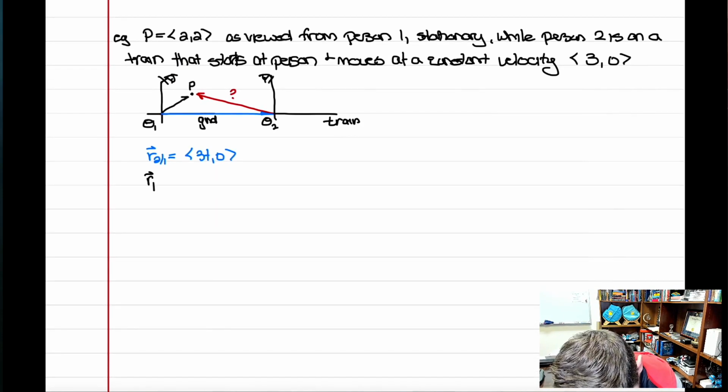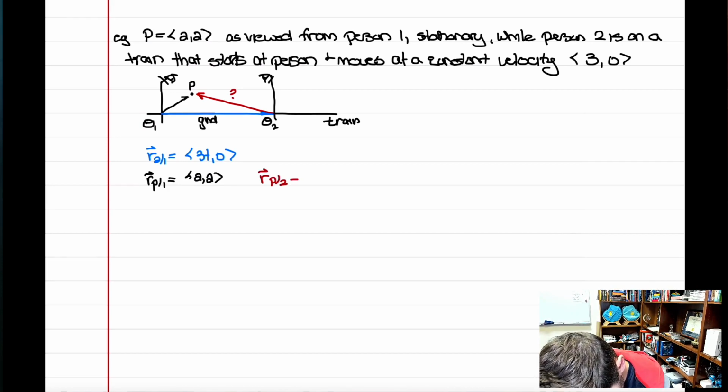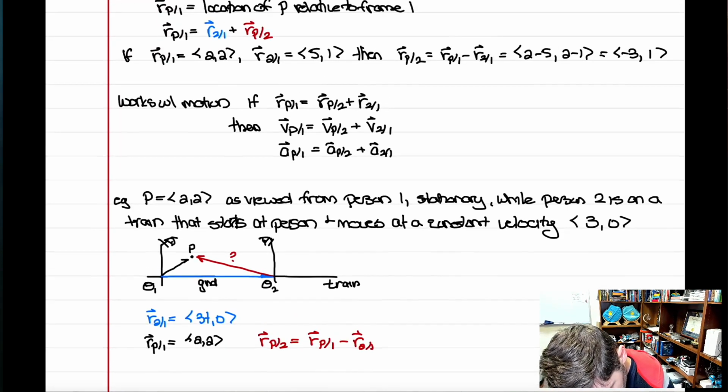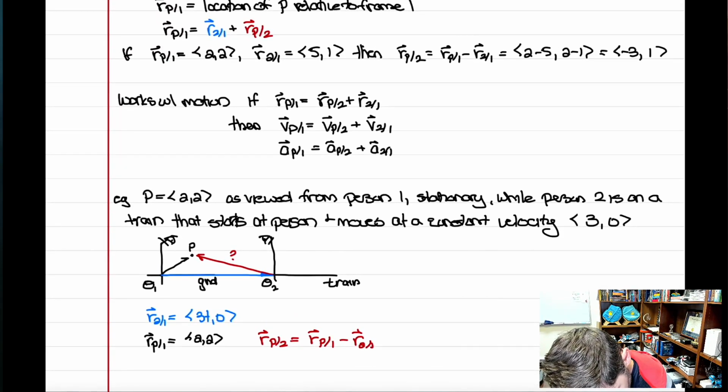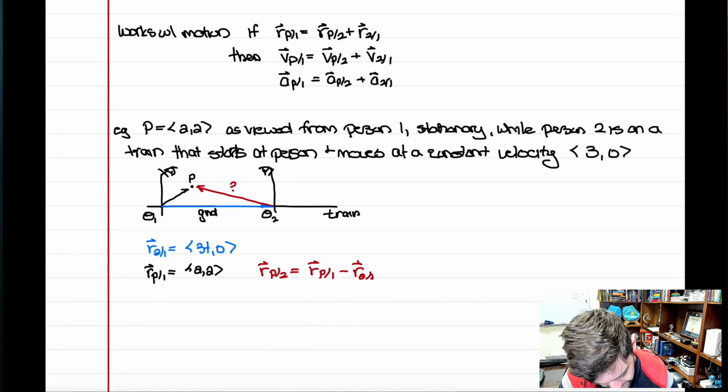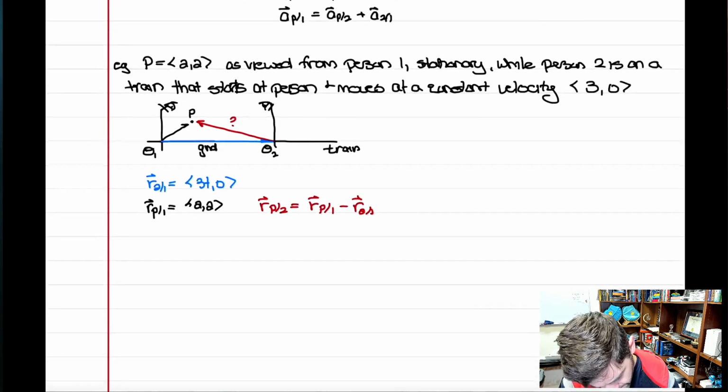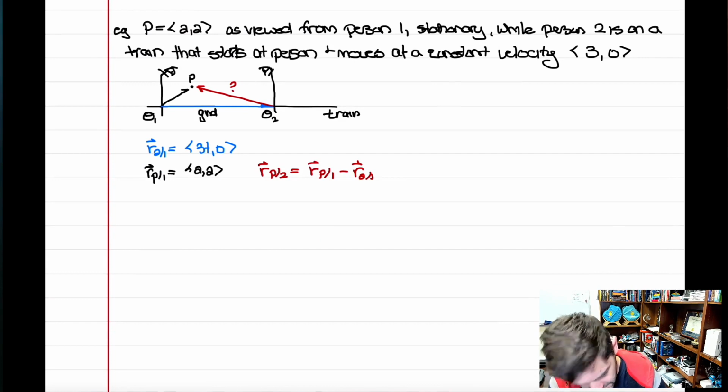The position of the particle relative to the non-moving frame, I said, is 2, 2. And then it looks like that implies that the position of P relative to 2 is going to be R of P relative to 1 minus R of 2 relative to 1 in this case. Did I make a mistake up here? No, I did not. Okay, I did subtract. And that seems pretty straightforward.